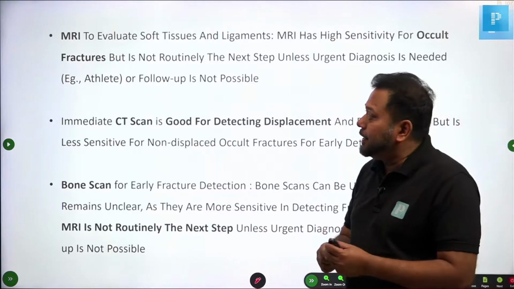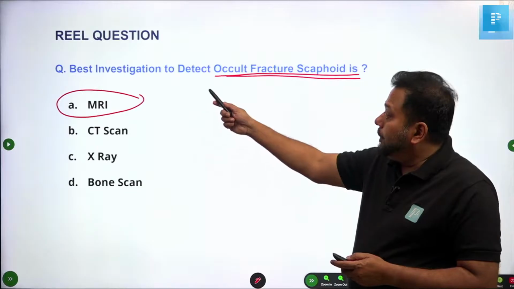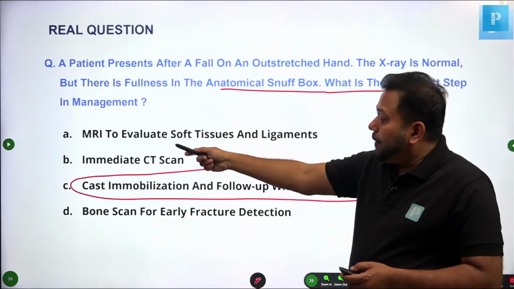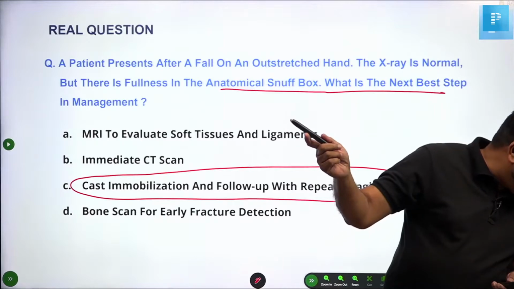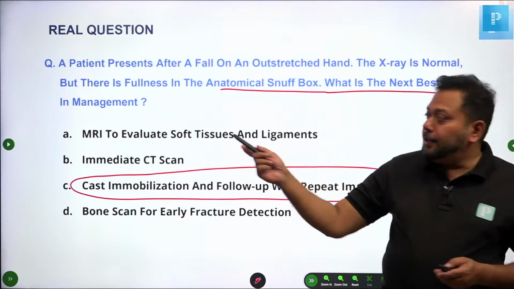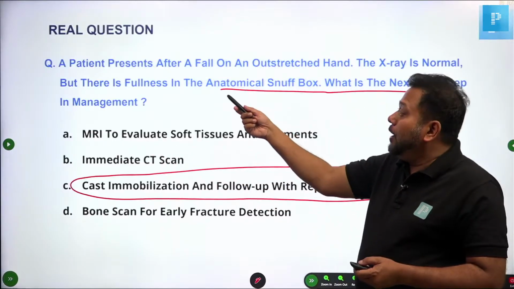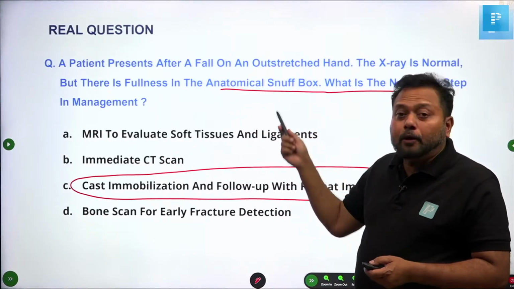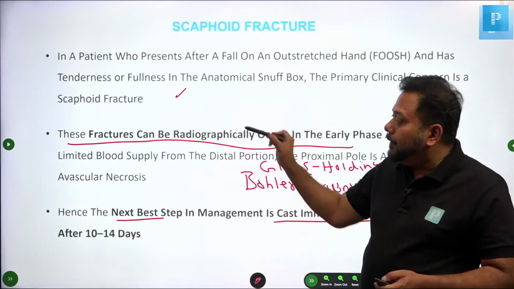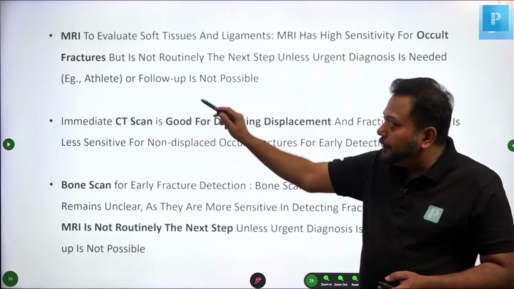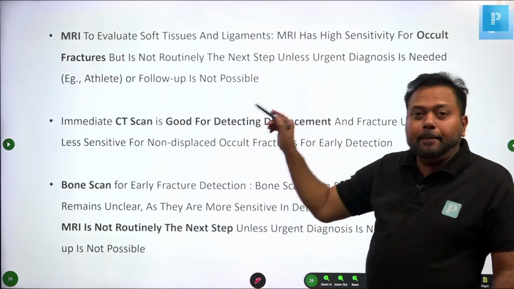Why not? The answer is A. You are asking why not. The best in. Okay, here, MRI to evaluate soft tissue. This is your doubt, no, Ankita? Why can't you answer MRI to evaluate soft tissue as the next step? This is the question. No, my explanation is coming. You see here, MRI to evaluate soft tissue and ligaments, it's okay.